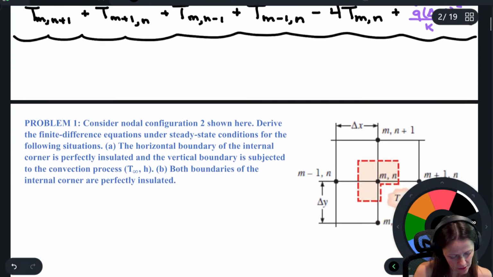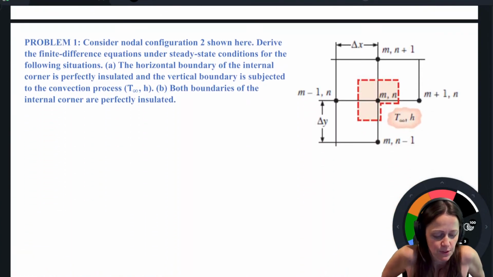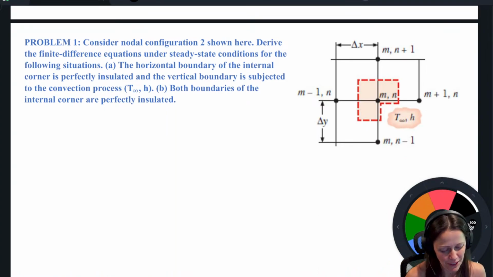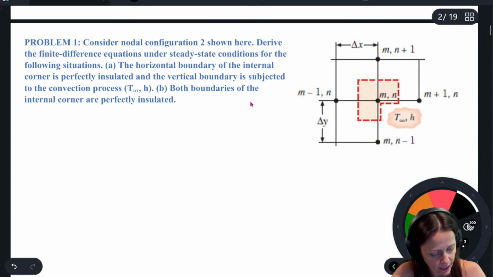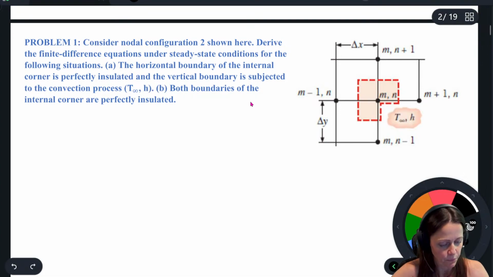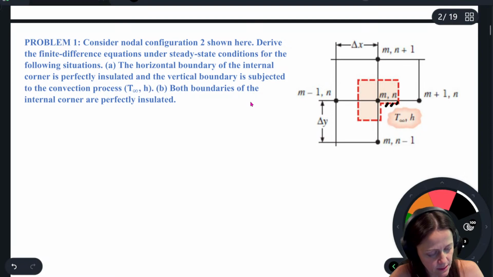So, let's do this one. All right, so this is, I guess, nodal configuration 2, the second one in that table. But we want to find the finite difference equations under steady state conditions. Again, all of these are going to be steady state for the following situations. So this one's a little bit different from what's in that table, because for A, instead of having convection all along here, we're insulating the horizontal surface here.